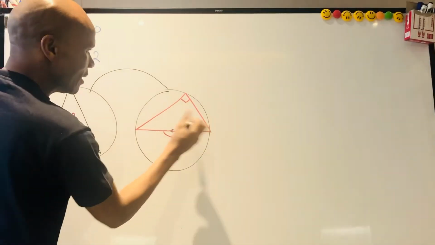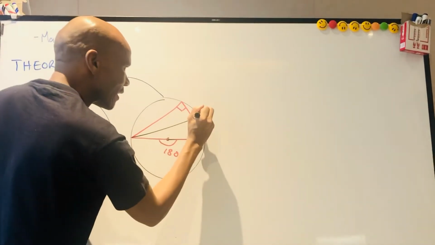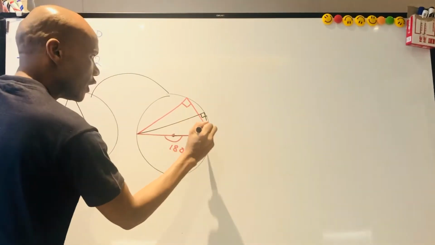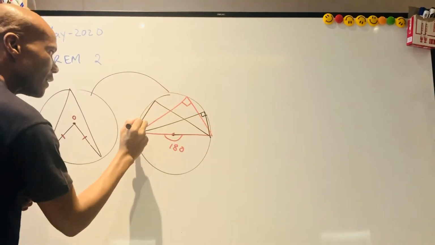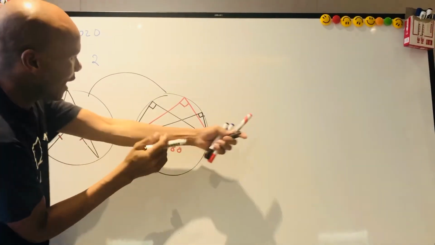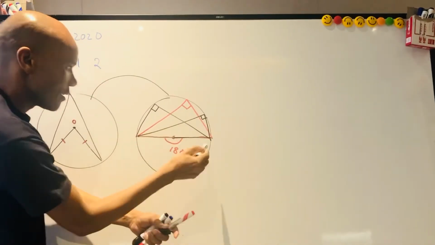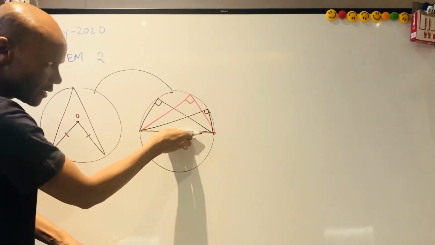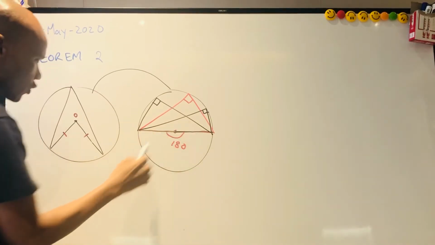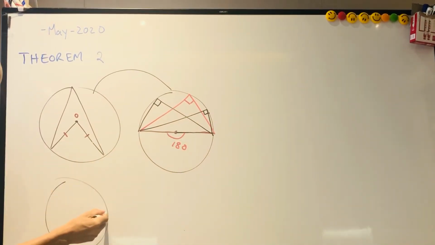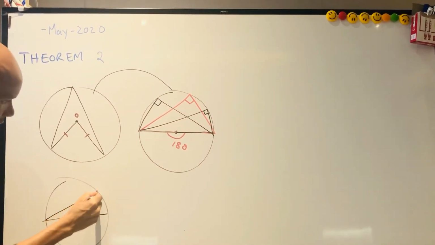Okay, so if you draw even that angle there, it will be 90. If you draw that angle there, it will be 90, as long as this is a straight line of 180. So you can be given a triangle like that, like that, like that.